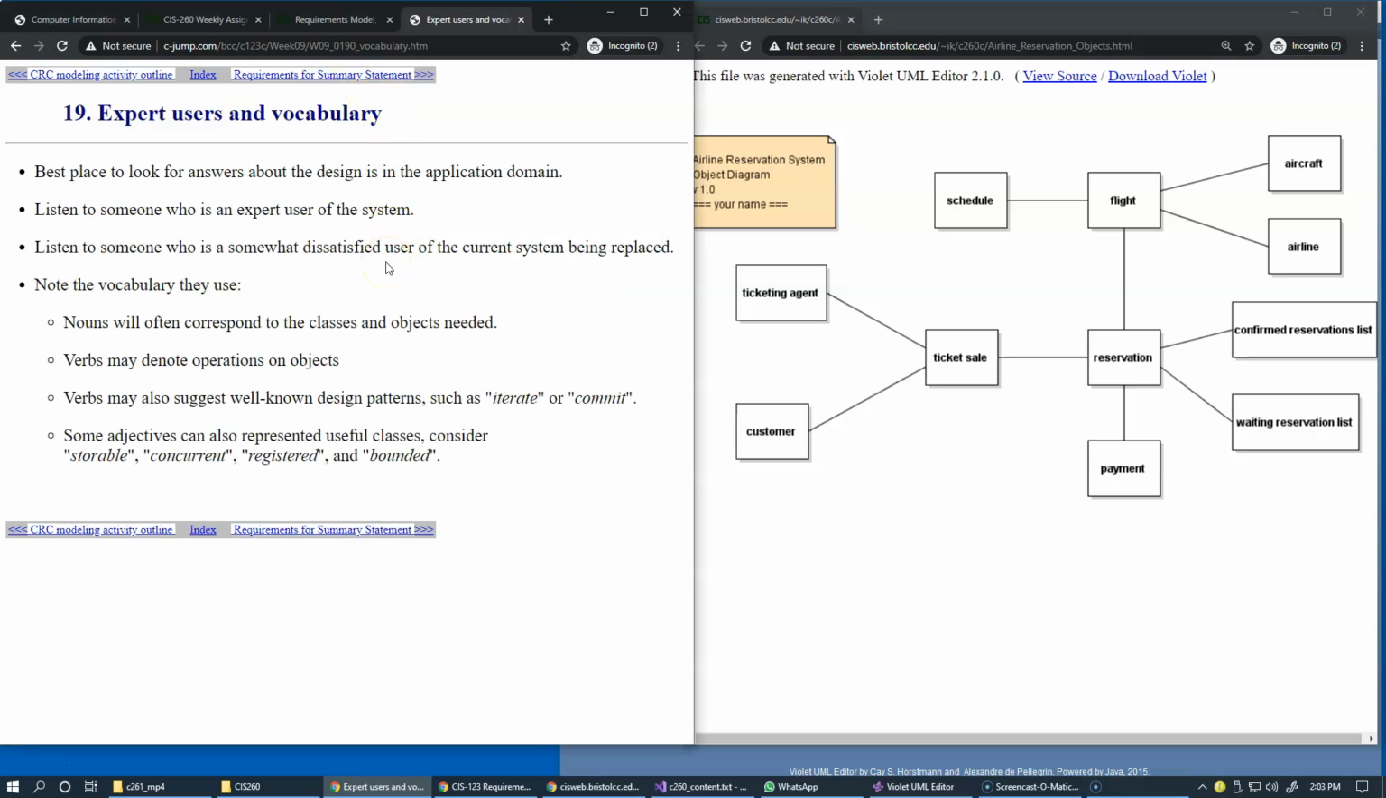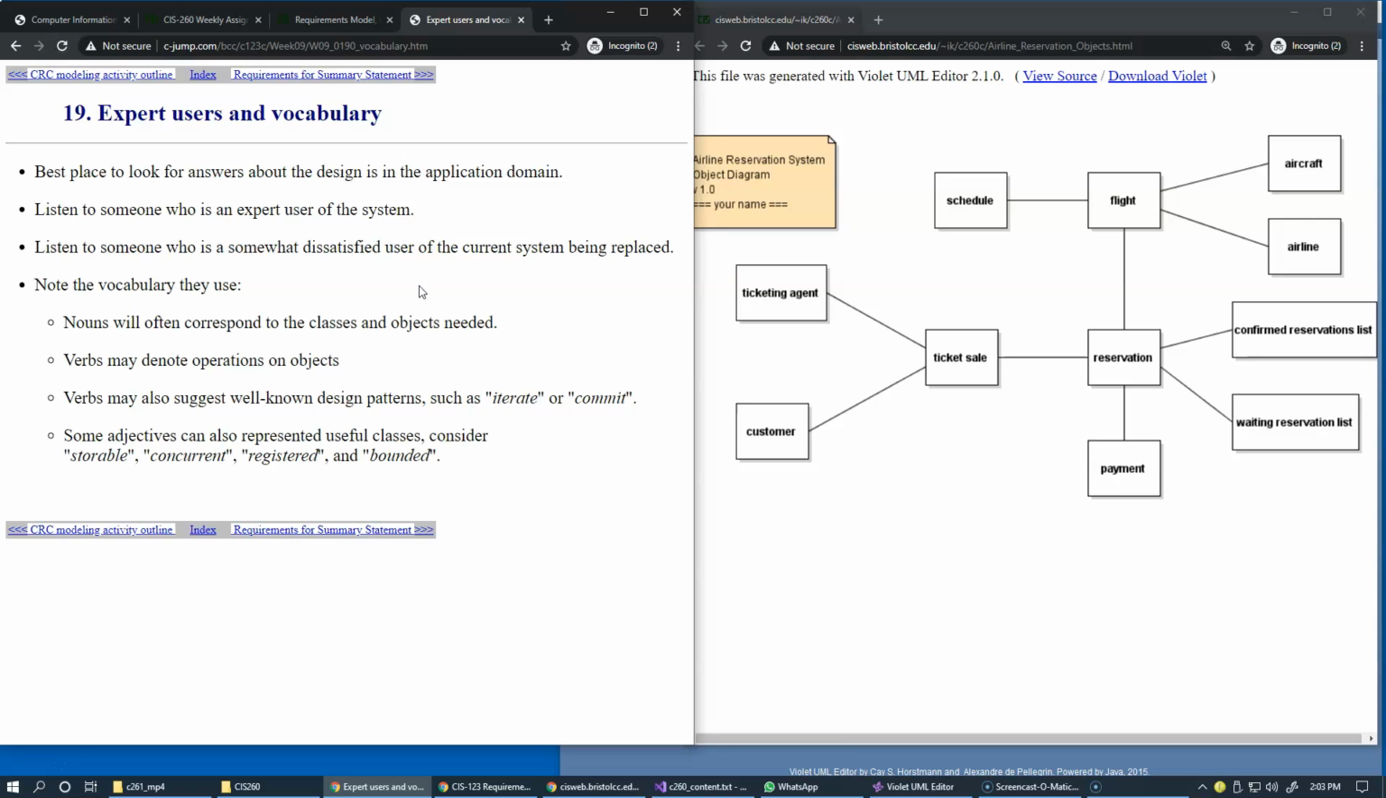It is important to stick with the professional vocabulary of your problem domain or application domain. And of course, you need to be able to listen to people who are expert users of the system, capture their knowledge, and essentially stick with their vocabulary and not invent your own vocabulary, because this would be a pretty big disadvantage in your system design.